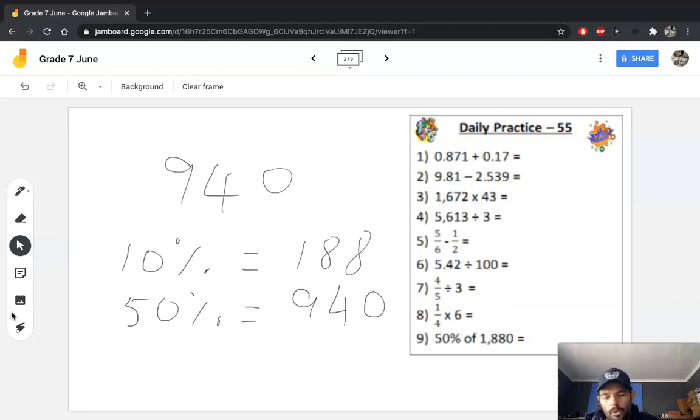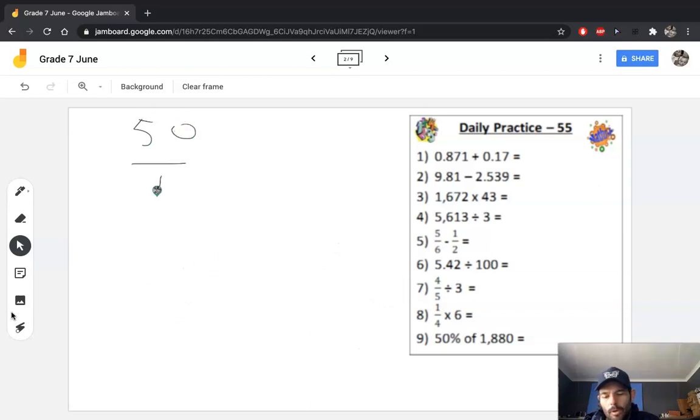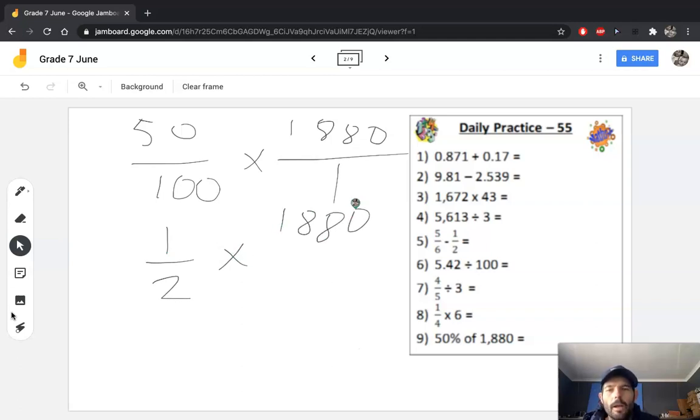If you needed to work in fractions, 50% is 50 over 100 times 1,880 over 1. We know that 50 over 100 is a half. Okay, so I would always encourage you to simplify your fractions before doing the calculation, because now instead of saying 50 times 1,880, I'm saying 1 times 1,880. And instead of dividing by 100, I'm dividing by 2. Okay, which for me is a lot easier. And again, that's going to give you 940 when you work that out.